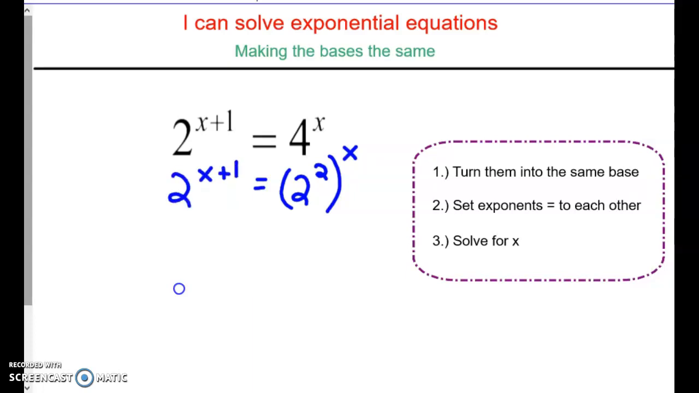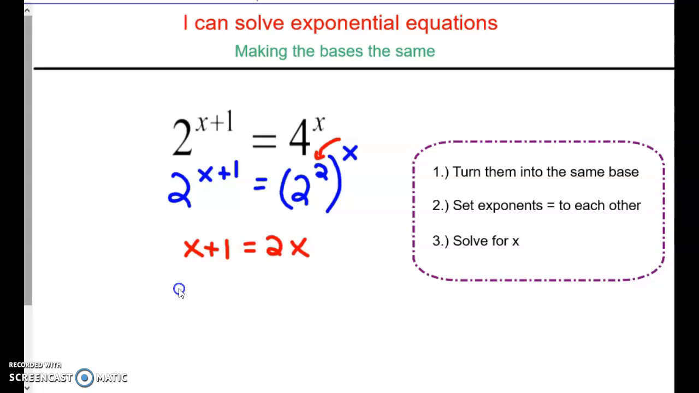And now I've done step 1. I've turned the bases into the same thing. So now I'm going to set the exponents equal to each other. My left exponent is x plus 1. My right exponent, if you remember when we have an exponent raised to an exponent, we multiply those. So that is 2 times x, which is 2x.